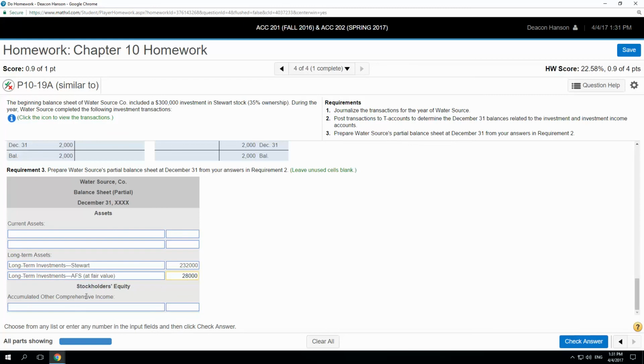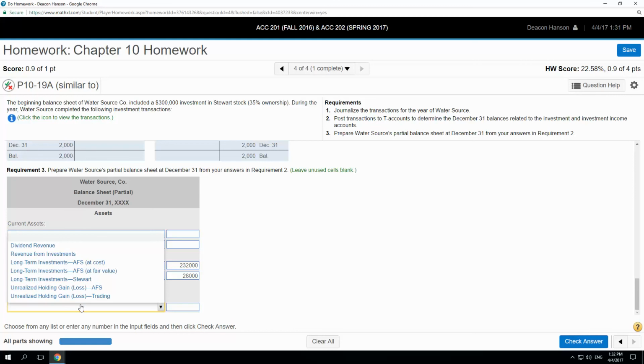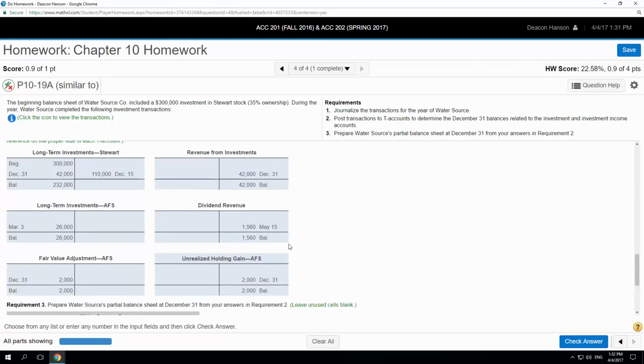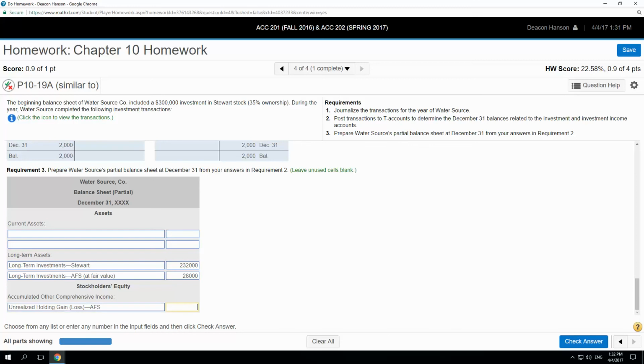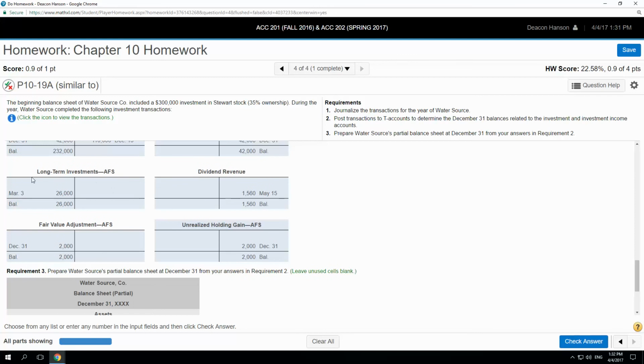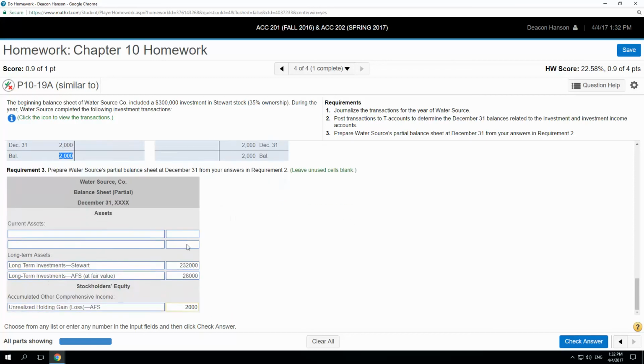Okay, and then we have an unrealized holding gain on available for sale securities of $2,000, and these amounts come straight from those T accounts. It's just that these two need to be combined. This is the long-term investment at cost, and this is the fair value adjustment. So to present it at its fair market value, you have to combine its cost and the adjustment. That would give you the 28,000.